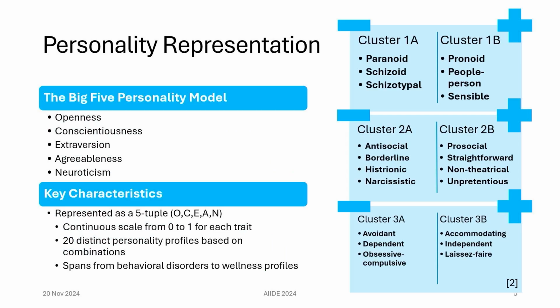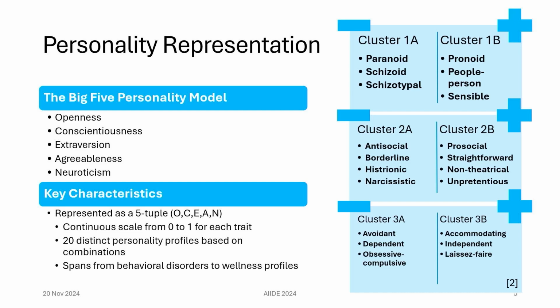As I said, I'm using the IPIP-50, which is a self-reported personality test that determines one's Big Five personality. You can represent this as a 5-tuple structure, where each dimension is represented from 0 to 1. But using this floating point representation, you get a problem where it's hard to organize this data and ensure where certain personalities are.